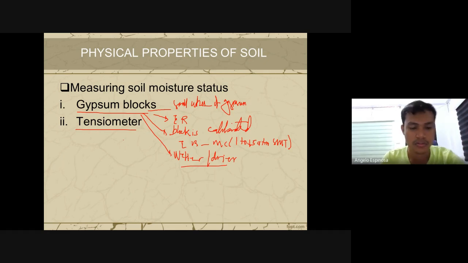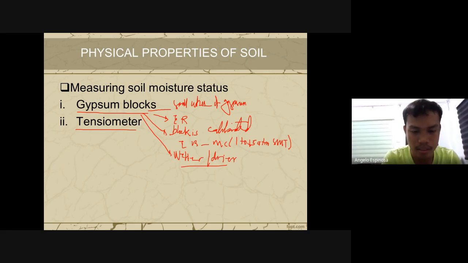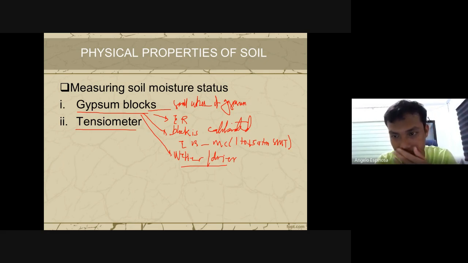So let me find you a sample of gypsum blocks here. Hanap tayo dito, para meron tayong gypsum block. Okay, so this is the example of gypsum blocks.